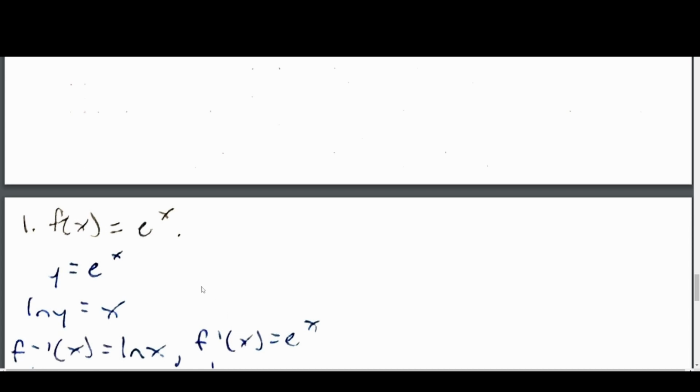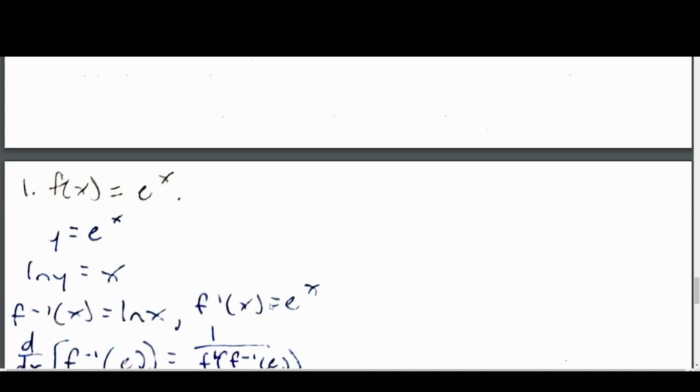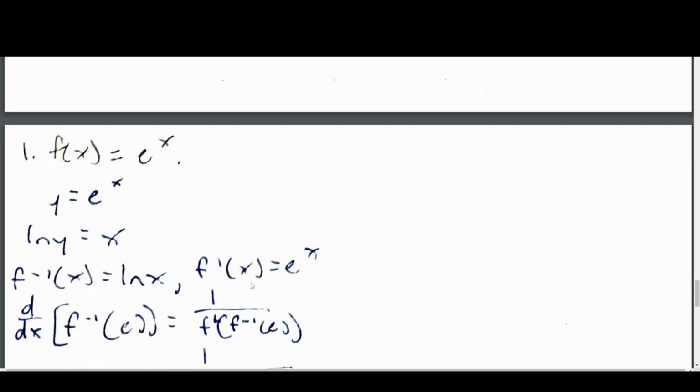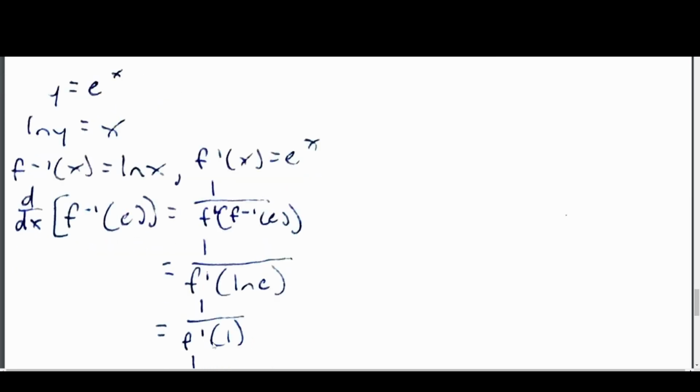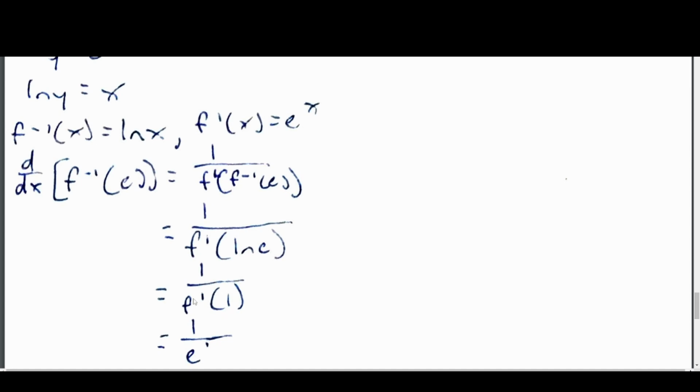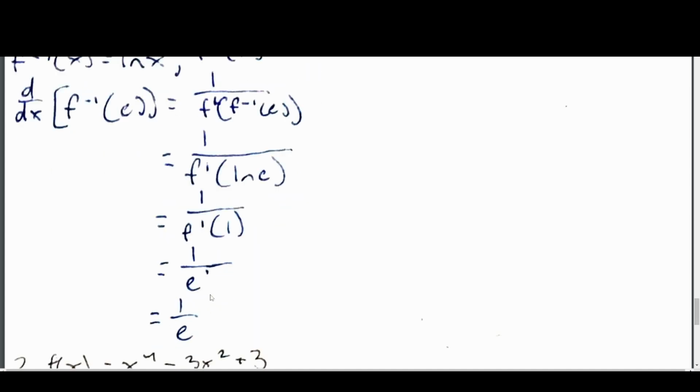And we know that the derivative of f here is just going to be e to the power of x. So we have what we need, and now we can apply the relationship that we know. The denominator turns into 1 over f prime of natural log of e, and we know that the natural log of e will always be 1, so we get 1 over f prime of 1. Since f prime is e to the power of x, we get 1 over e to the power of 1 as our answer, which is just 1 over e. So that's how we do the first one.